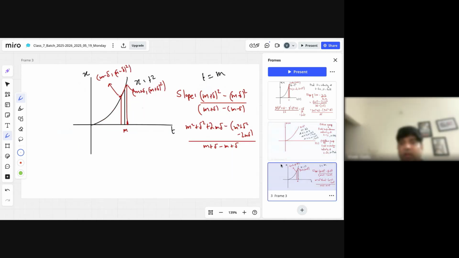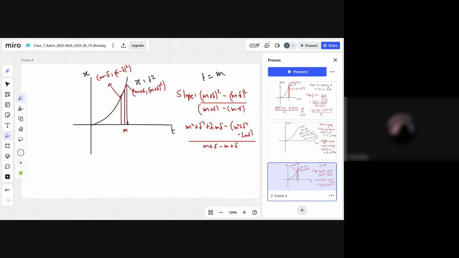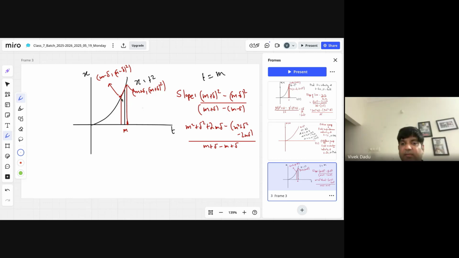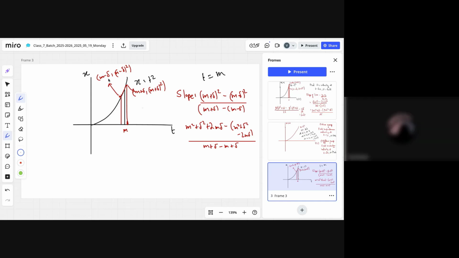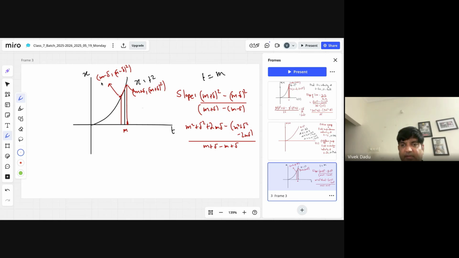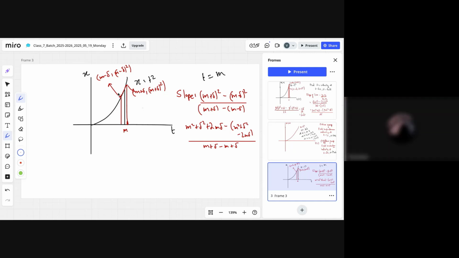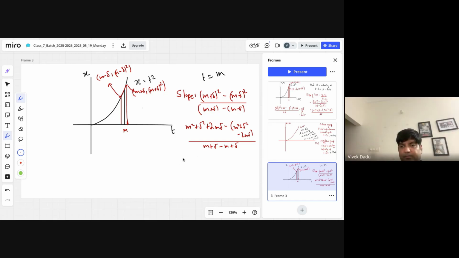So for that, Newton came up with a new idea. He said that instead of finding velocity at t equal to 1, 2, 3, I will find velocity at m seconds, where I don't know the value of m. And how do you find velocity at m seconds? You take a point before m and after m. Point before m will be this. Point after m will be this. And then you find the slope.